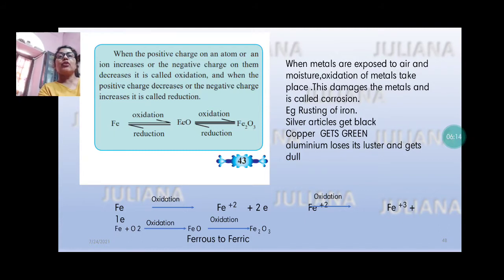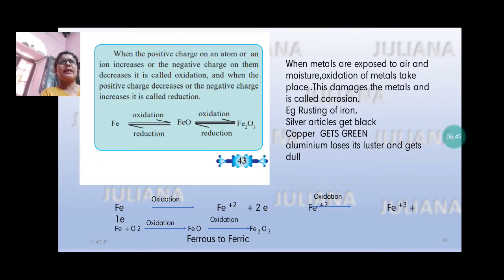when we form a negative ion by accepting electrons, like non-metals, then we call it a reduction reaction, which we studied when we learned about oxidation-reduction reactions. For example, iron oxidized to FeO can be reduced back to Fe by accepting electrons again. When metals are exposed to air and moisture, oxidation of metals takes place. This damage to the metals is called corrosion. Is corrosion good? Not really.